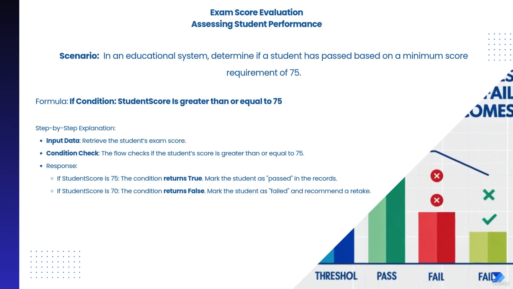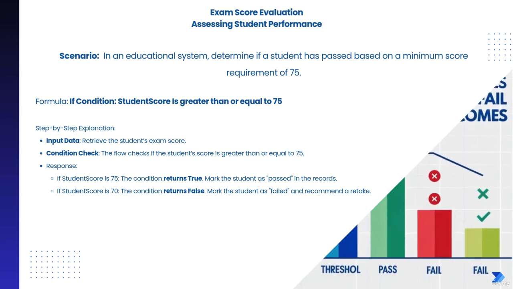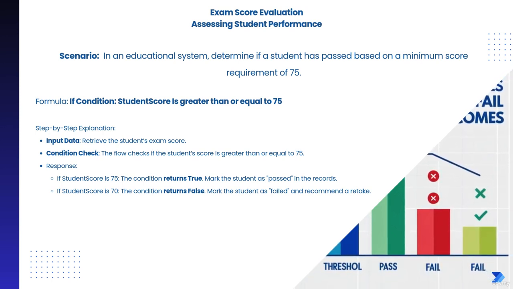Example 3: Exam score evaluation. Scenario: in an educational system, you want to determine if a student has passed a course based on a minimum score requirement of 75. The flow checks if the student's score is greater than or equal to 75. Formula: if condition, student score is greater than or equal to 75.